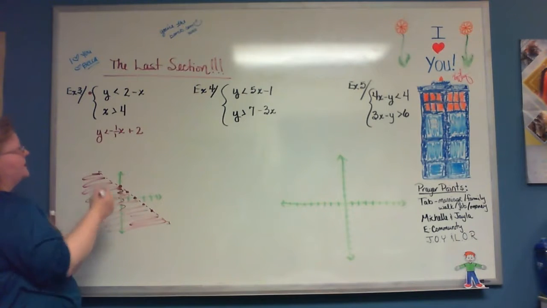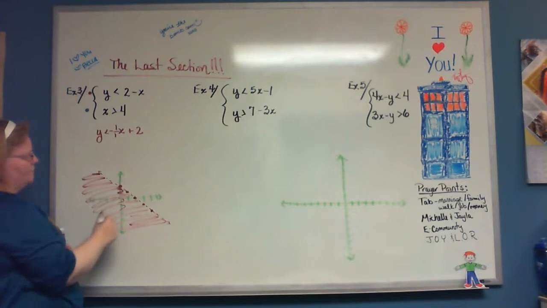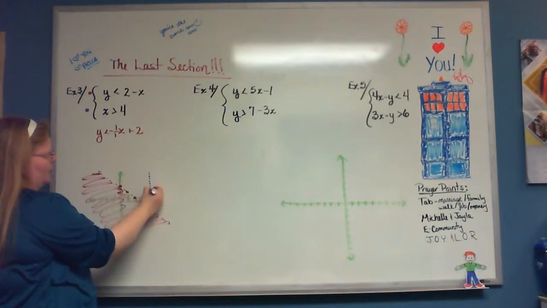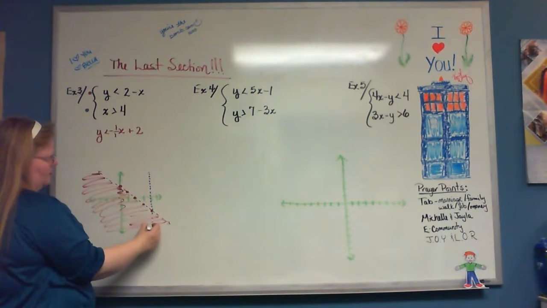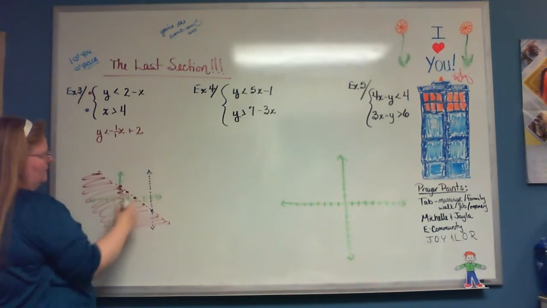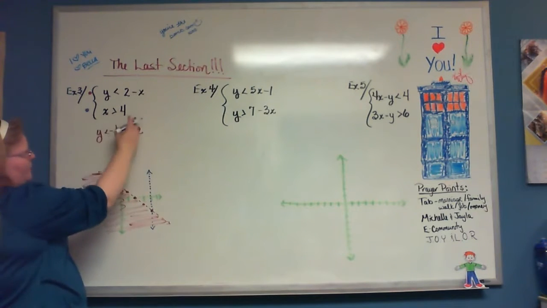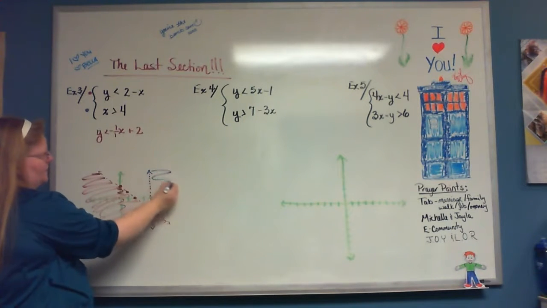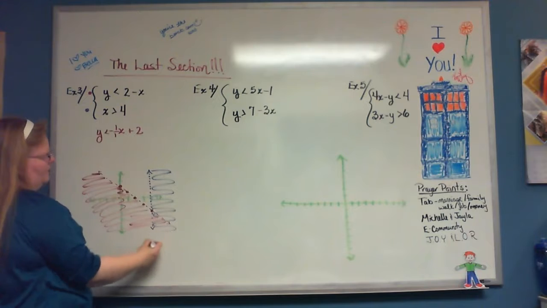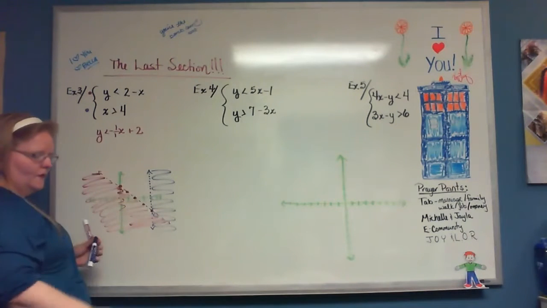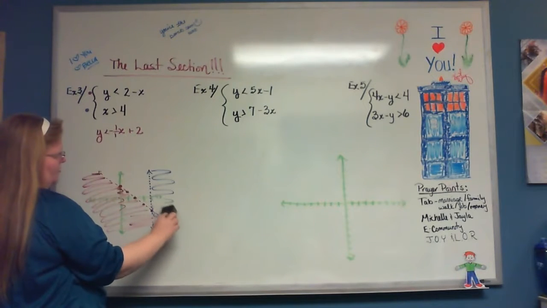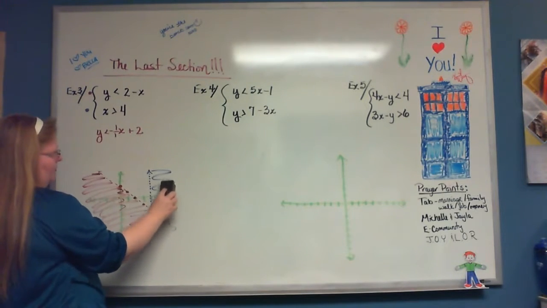For the other one, it says x is greater than 4. 1, 2, 3, 4. So that's this. Greater than means it's a dashed line. And if it's stuff that's greater than 4, that means it's going to be greater than this line. So that's all this stuff up here. Which makes our answer the stuff that gets shaded twice down here in this little corner.